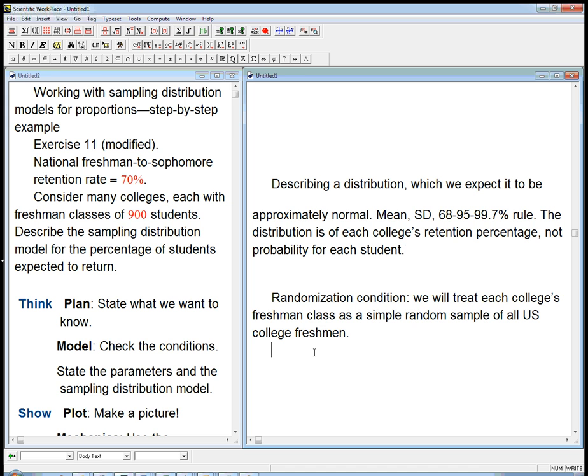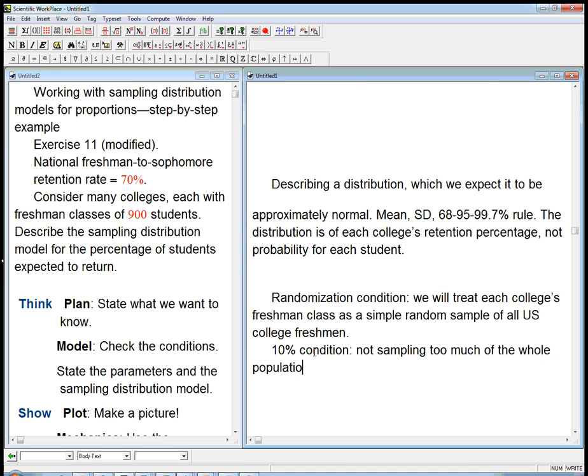There are some numerical conditions that we have to check. There's one which is kind of dorky, and very rarely is going to be a problem for us: the 10% condition. It's easy to check. It says we're not sampling too much of the whole population. And this is the tricky one.